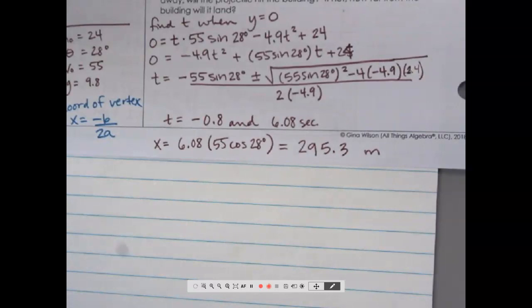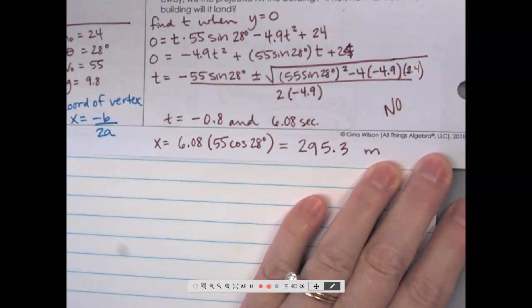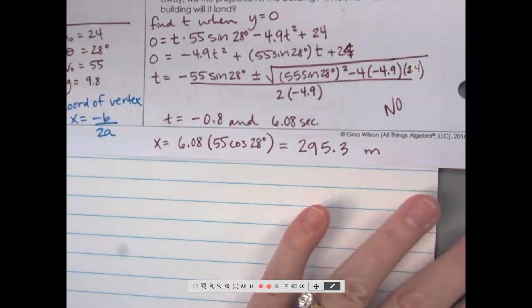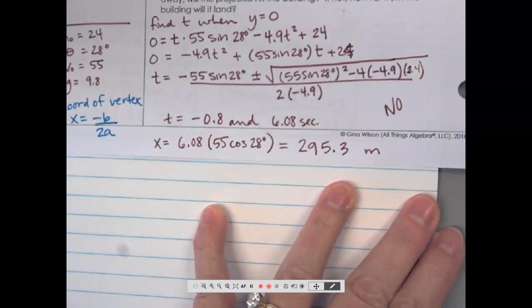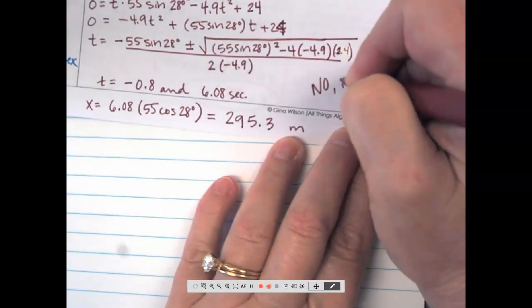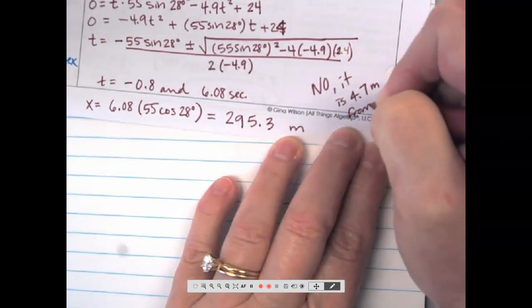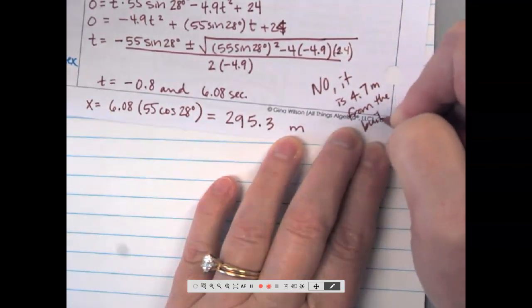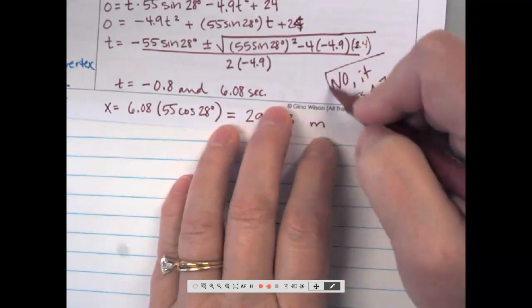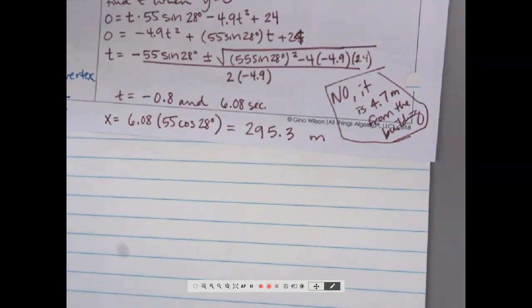Okay, so will it hit the building? No. If not, how far from the building will it land? How would I find that? Subtract that from the 300 meters, and it's about 4.7 meters away from the building. Question. All right.